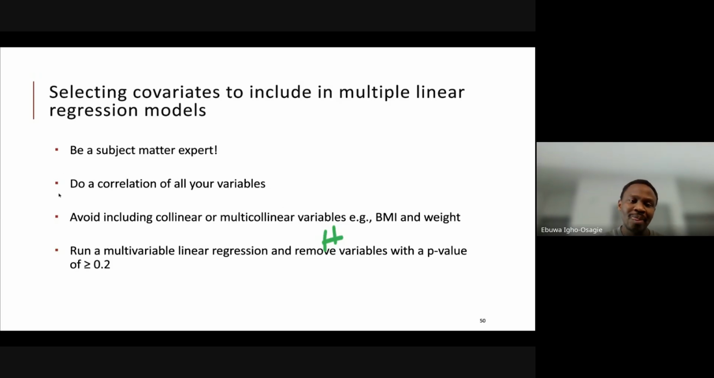It's an extreme example. But what happens with multi-collinearity is that it reduces your p-value for your model. So avoid including collinear variables. BMI and weight is a good example, because weight is part of BMI, so you're going to see a high level of correlation. So either choose BMI or choose weight. Run a multivariable model. I like this one. It's called backward selection. You just pour everything into your model and start looking at your p-values. The convention is that anything that is 0.2, not 0.02, or more, you can take out of your model and leave only the things in your model that are less than 0.2. I like this slide very much.